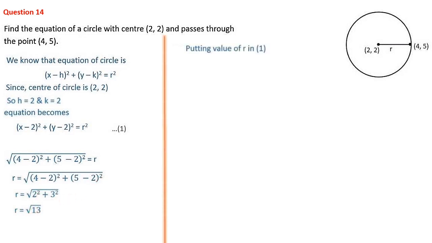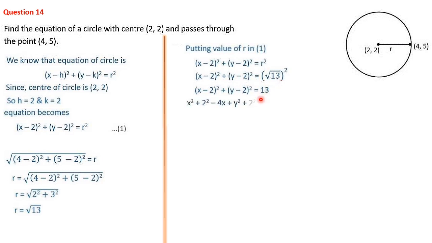Then putting the value of r in equation number 1, everything is there. r also we have got, let's substitute. That means (x - 2)² + (y - 2)² = r², that is our equation number 1. Let's substitute the value of r. (x - 2)² + (y - 2)² = (√13)², and the square of root 13 is 13.